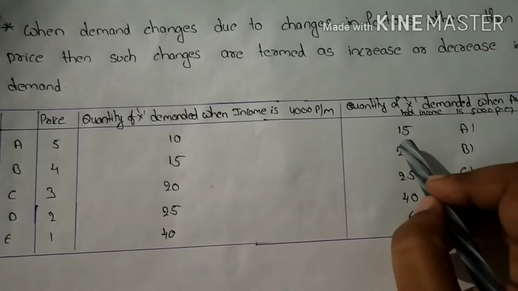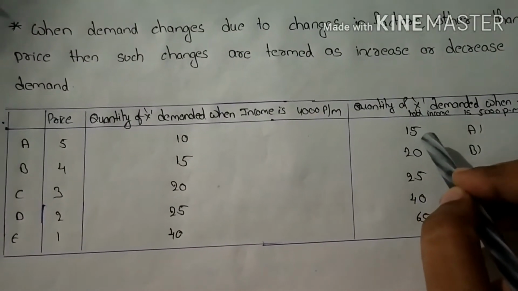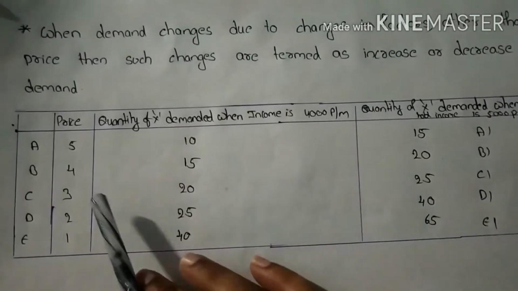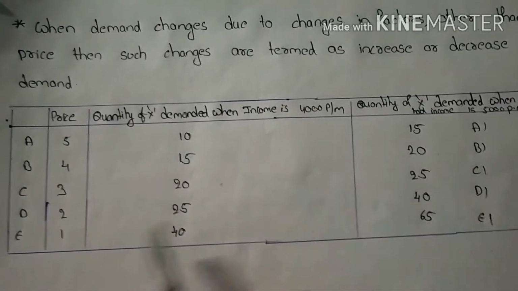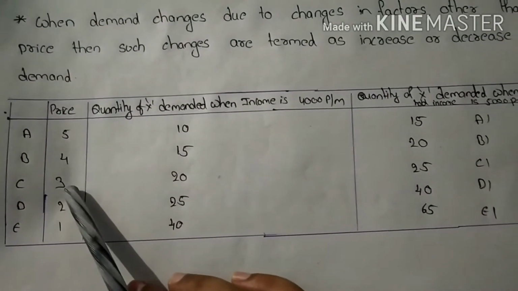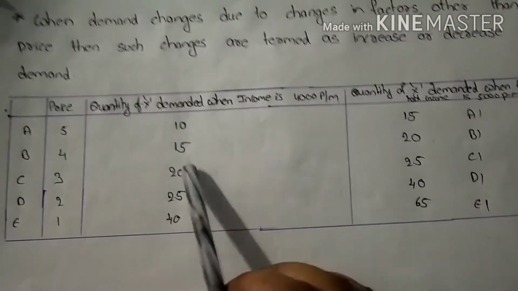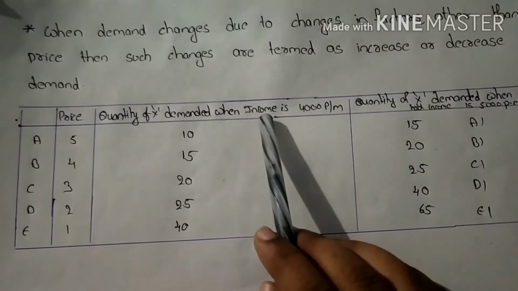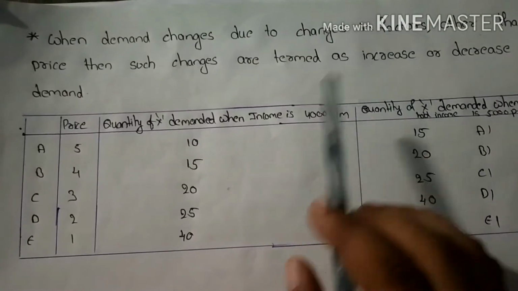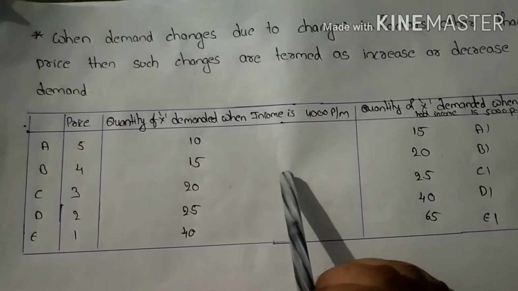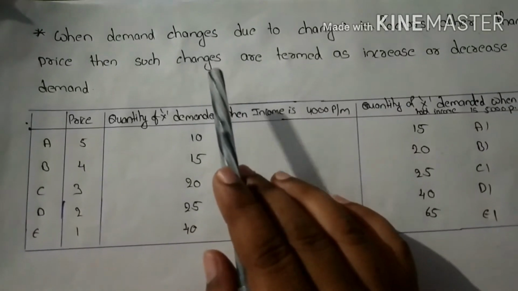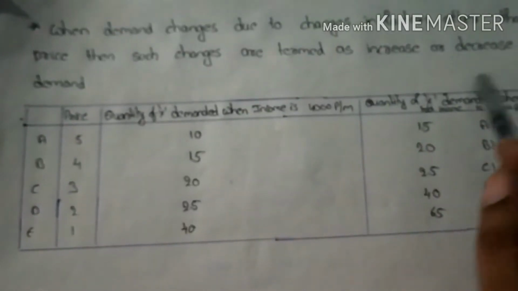Then he also increased his purchasing power. So when the price is 5, he goes for 15, price is 4, he goes for 20, price is 1, he goes for 65. So here the price is constant, but the demand changes because of income. So here income is related to other factors. It clearly explains that if other factors change, then the demand also changes. The change here is termed as increase or decrease in demand.